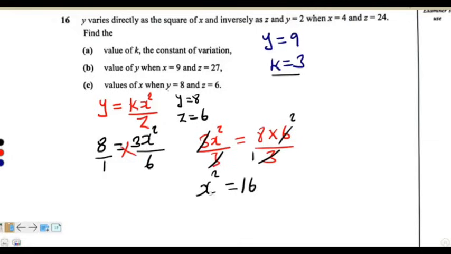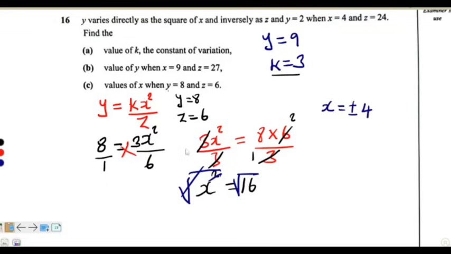Okay, so we want to find the value of x, so you have to get rid of this square. Okay, so to get rid of the power 2, we're going to introduce a square root. Okay, so even this side, we introduce a square root. So this 2 and the square root cancel, we are going to remain with x is equal to, what is the square root of 16? Square root of 16, you say plus or minus 4.